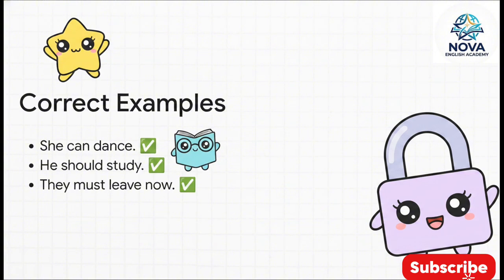Let's actually see this golden rule in action. So, she can dance. Notice it's not she can dances, right? He should study, not he should studying. And they must leave now. In every single one of these cases, the main verb stays in its pure, unaltered base form. Seriously, lock this rule into your brain right now, and you'll basically never mess up your modal sentence structure again.